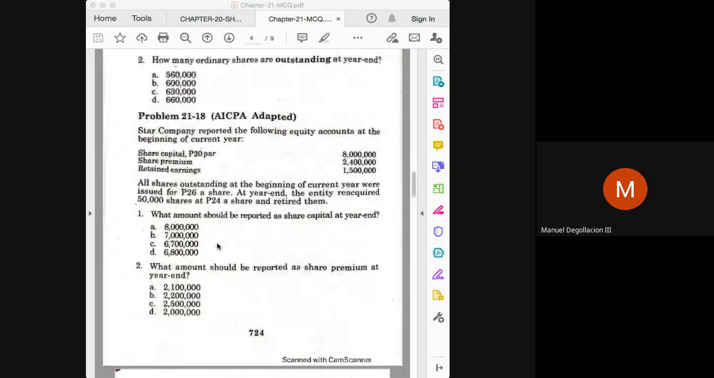Moving on to problem 21-18, the questions here are what amount should be reported as share capital and what amount should be reported as share premium. At the beginning of the year, the balance of our share capital is 8 million. The balance of the share premium is 2,400,000. All shares outstanding at the beginning of the current year were issued for 26 a share.